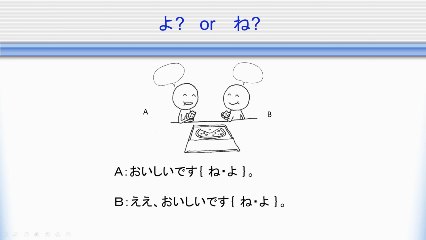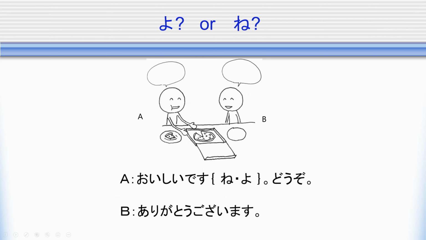How about in this situation? おいしいです. Should I use ne or yo? That's right. In this situation, I want to use ne. So A-san and B-san are both sharing the pizza. They're both having it together. So for them, this is a shared experience. So they are looking to share in the fact that the pizza is delicious. おいしいですね. This is also ne. So this is a shared experience between them. They are both agreeing about how delicious the pizza is.